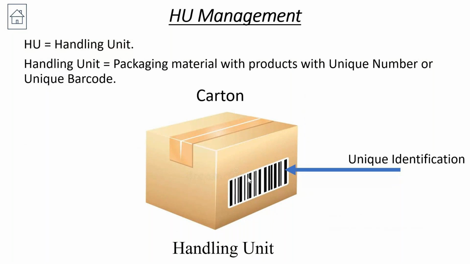You cannot go with the exact number. You can keep 5 products or 10 products or 7 products, based on the capacity of this one. You can even keep one product. So how are we going to identify whether in this carton box we have only one product or two products? How we identify is with the help of this barcode.